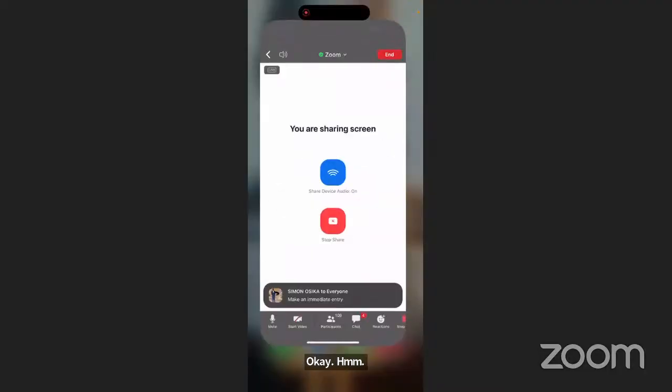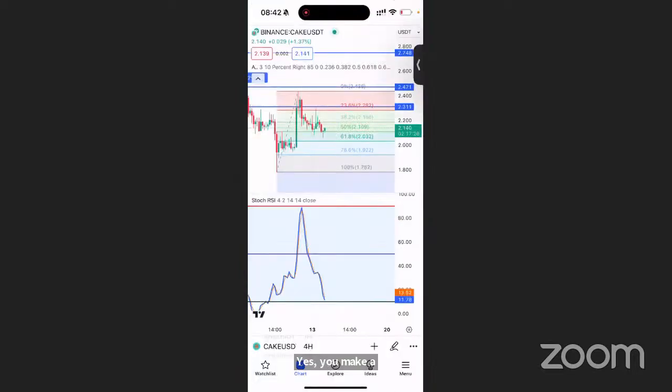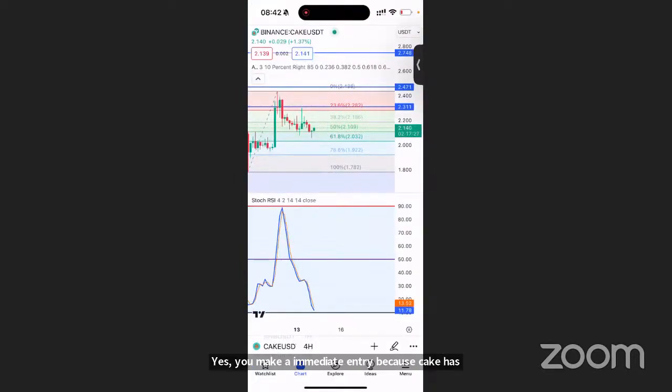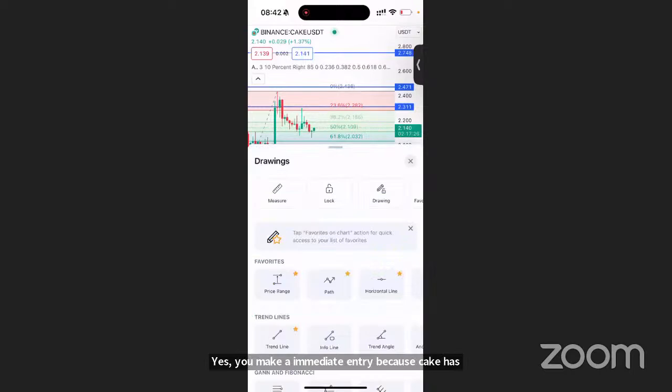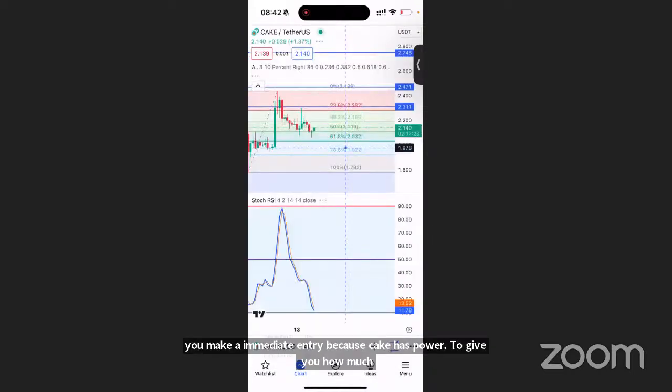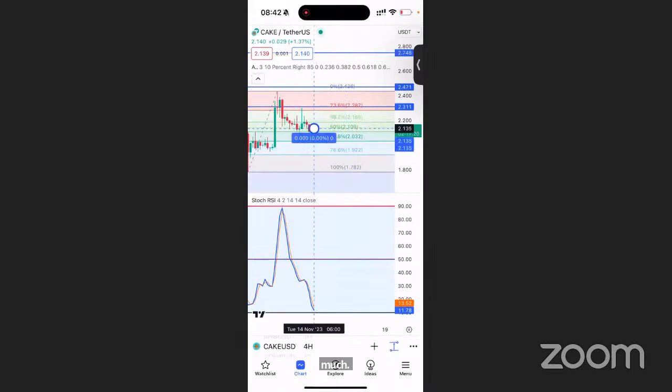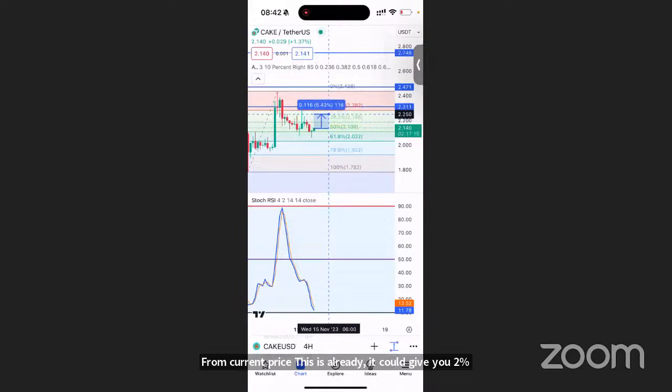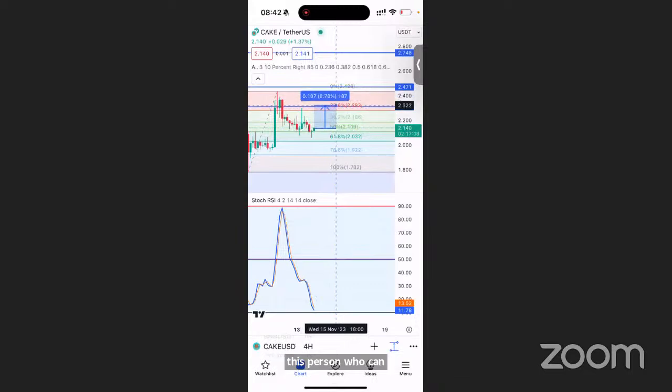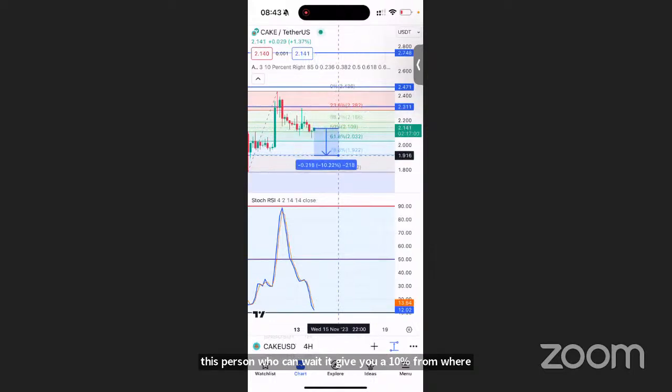Yes, you make an immediate entry because Cake has power to give you, from current price, a 2% very fast. It could give you a 7%. If you are the person who can wait, it could give you a 10% from where it is, or a 5% from where it is. Very potentially possible. Then you set up your margin calls, minimum 10 to 5, you are good to go.